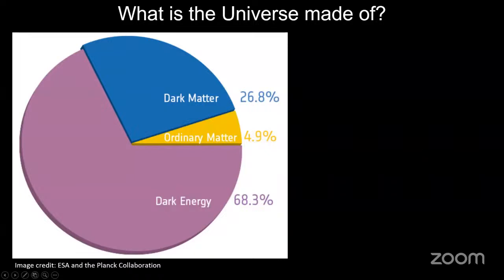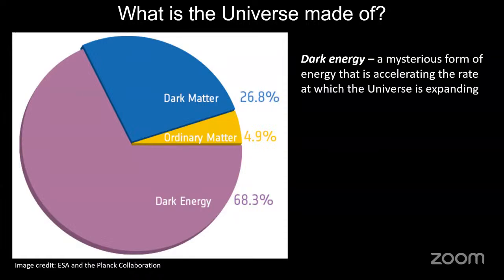So let's start with a very general overview of what the universe is made of. This pie chart here shows the makeup and percentage of different components of the total amount of energy and matter that is in the universe. As you can see here, the vast majority of it, about 2/3, is made up of something called dark energy.